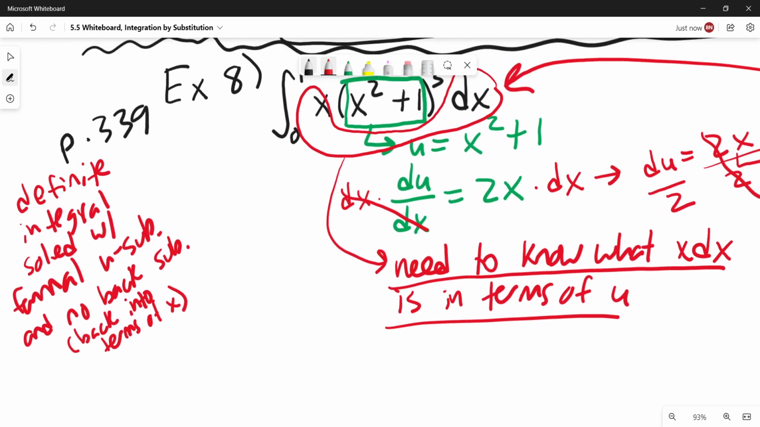All right, so where are we at now? I'm going to come back to the bounds because we cannot write the 0 and the 1 as bounds any longer. So now everything in terms of u.